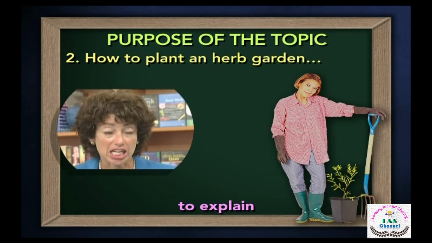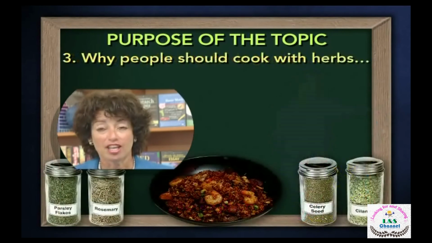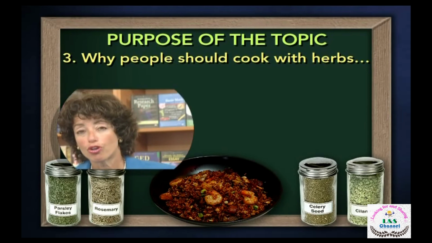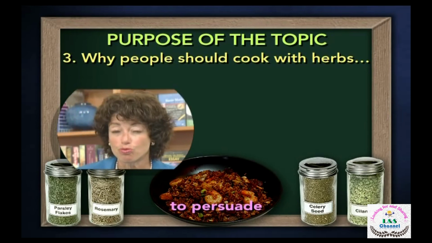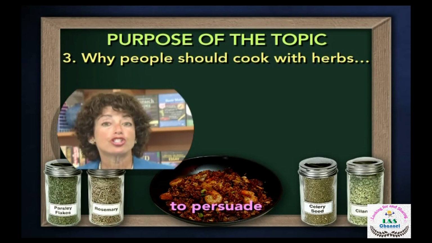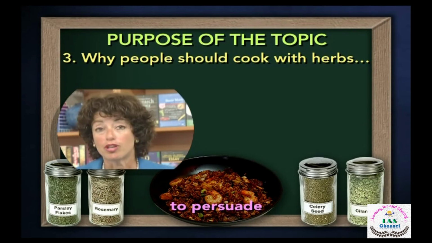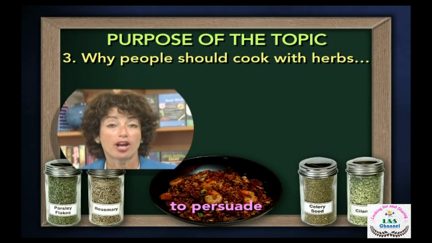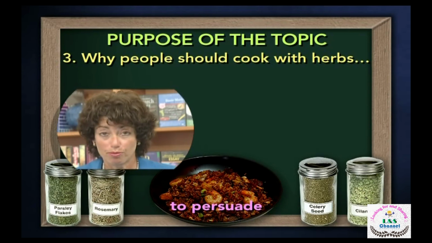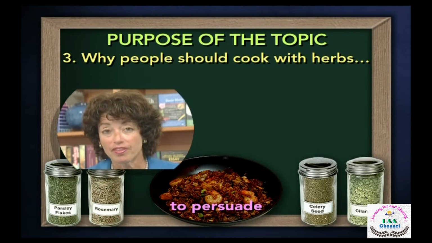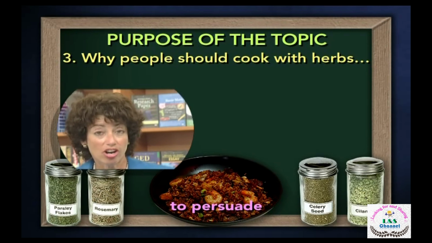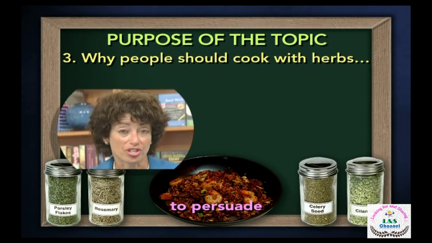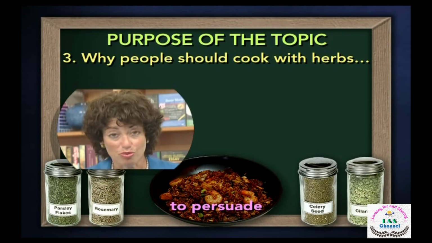You're explaining the process. Number 3, why people should cook with herbs. The word why tells you this is a persuasive essay. Why should people cook with herbs? Well, maybe herbs give your food a lot of flavor without adding many calories. Perhaps herbs make your food look prettier because you can sprinkle them on top. So you would try to persuade your audience to use more herbs in their cooking by giving specific reasons why, as I just did with those 2 reasons.